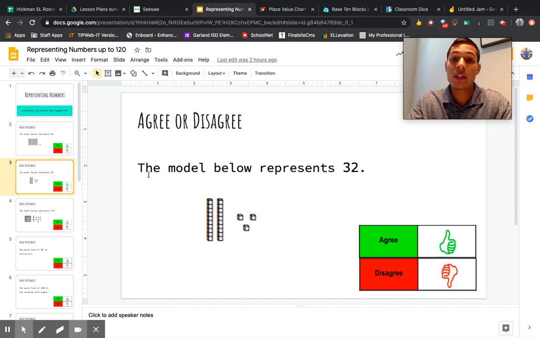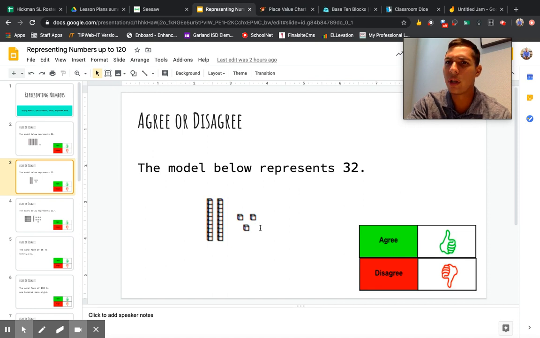Let's see, I'm going to read the statement. I'm going to give you guys a chance to agree or disagree. The model below represents 32. This is our model. I'll give you guys a second. I'll read it again. The model below represents 32. All right. I think I gave us plenty of time to look at the model, count. I hope we all said disagree, right? This model does not represent 32.